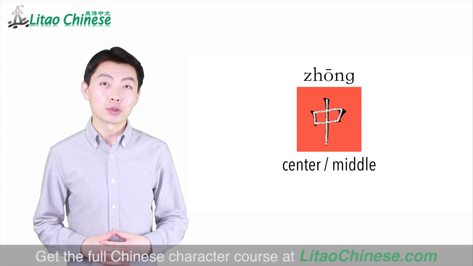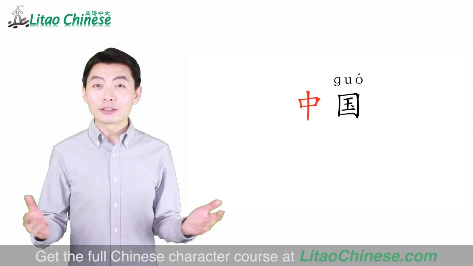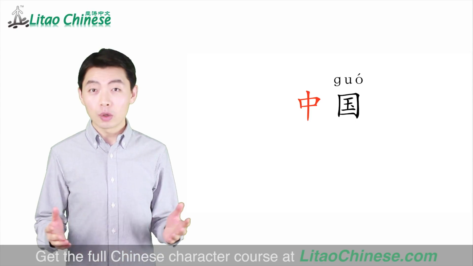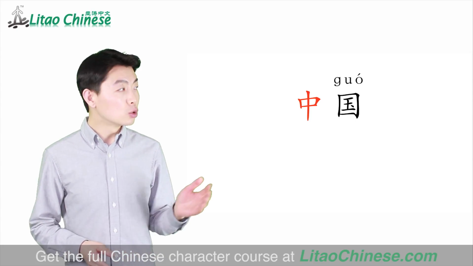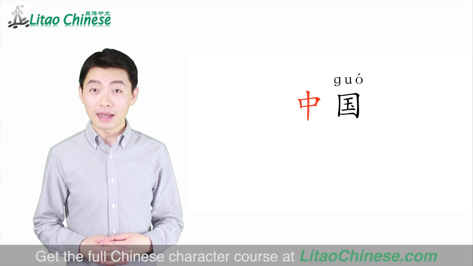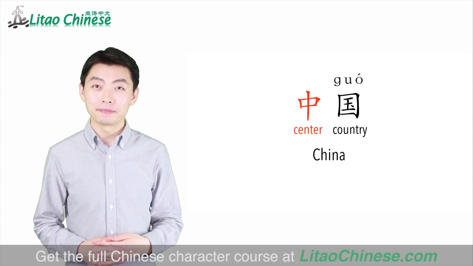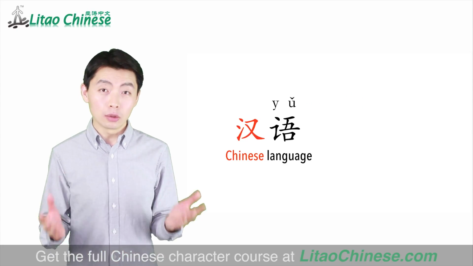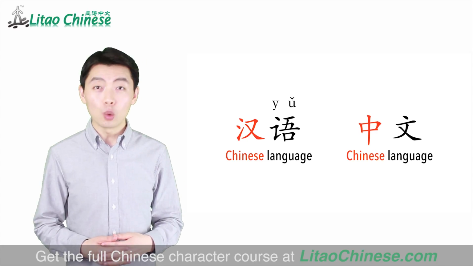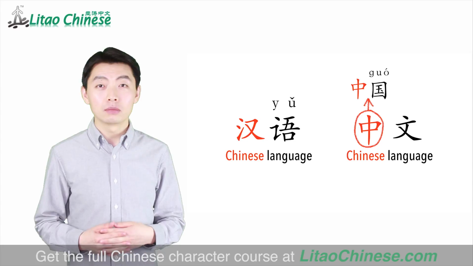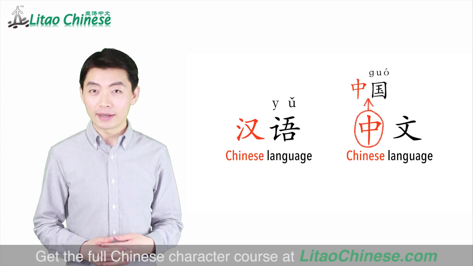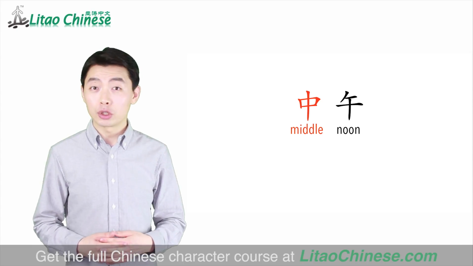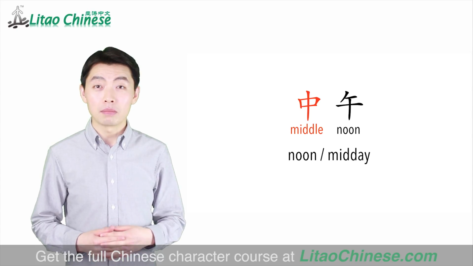Let's look at 3 examples with the character zhong. Ancient Chinese people believe that China is in the center of the world. So in Chinese, China is 中国, center country. In addition to saying 汉语 for Chinese language, we can also say 中文. Here, 中 is from 中国, 中文, Chinese language. The third word, 中午, we saw it in lesson 2, which means noon or midday.